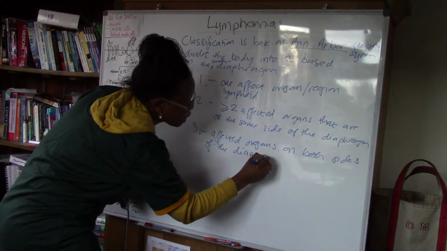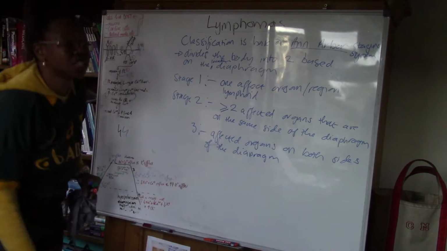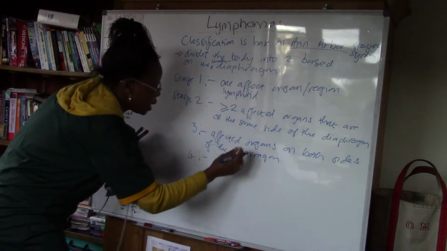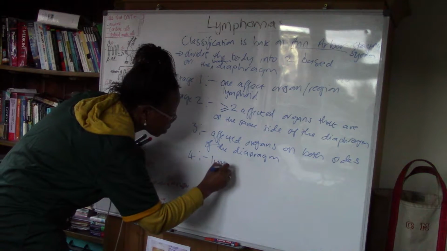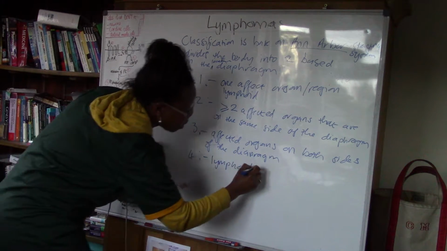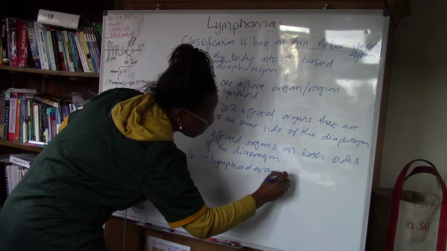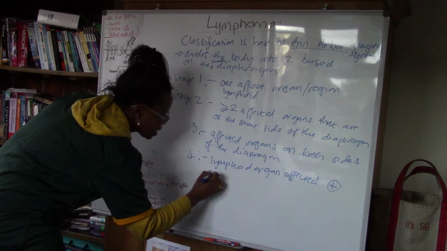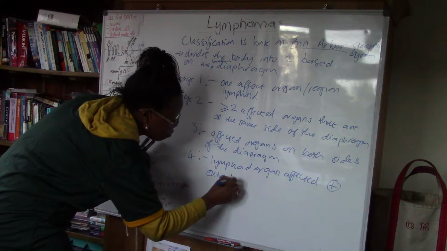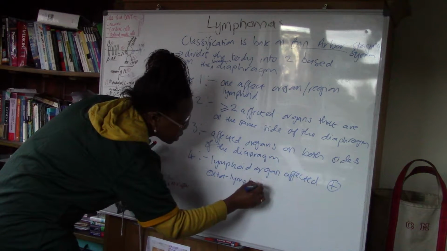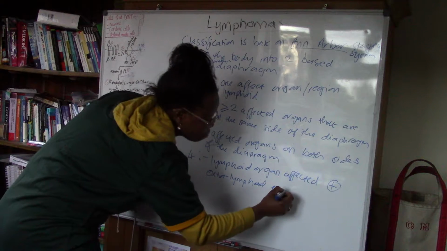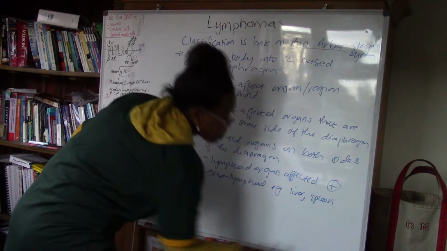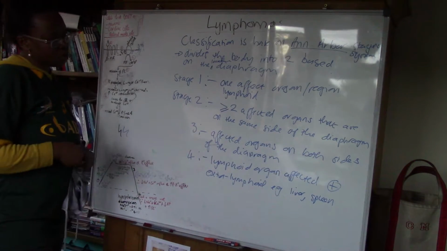Diaphragm. Again, it doesn't really matter where it is, it's just that it's on both sides. And then stage 4 is having an extra lymphoid organ affected, such as liver, spleen, abdomen, etc. So that is the staging.